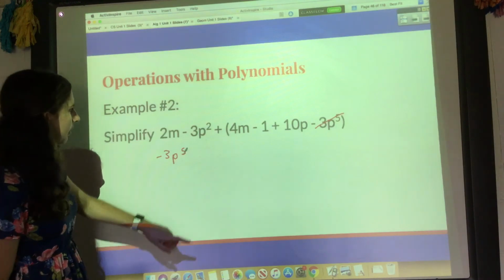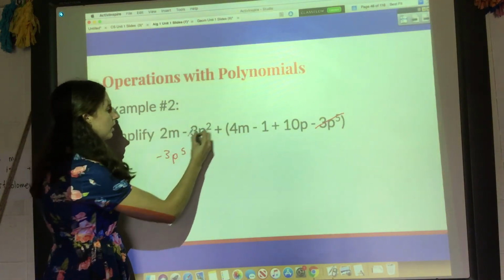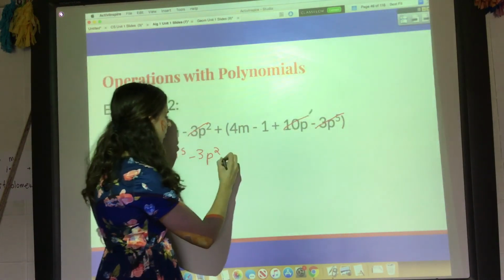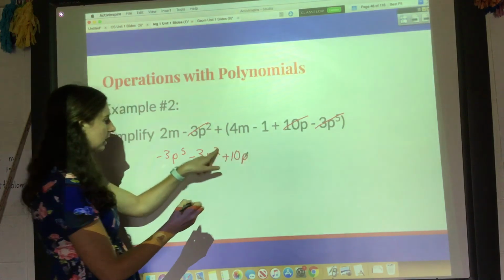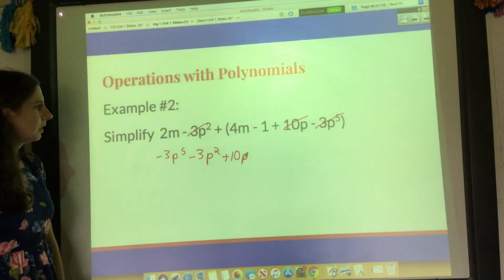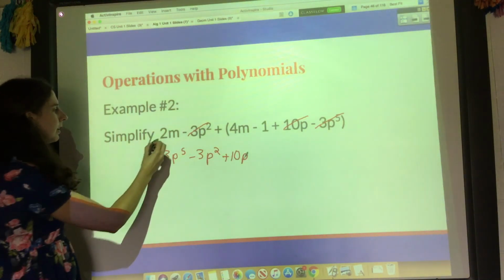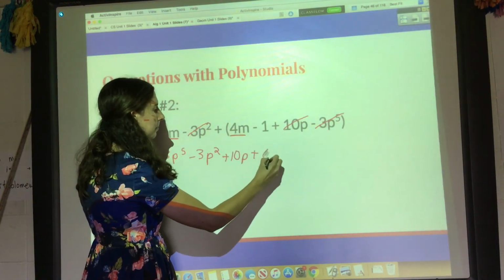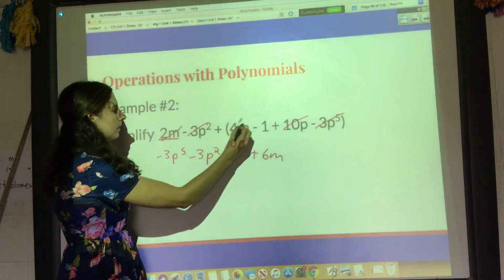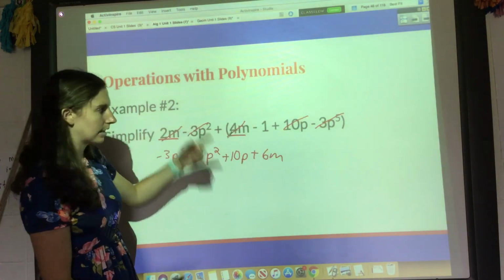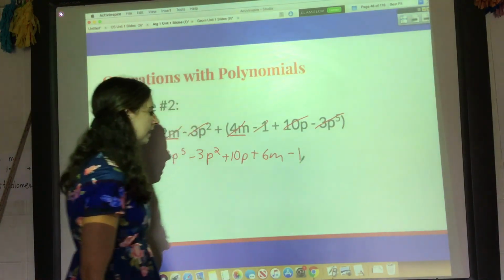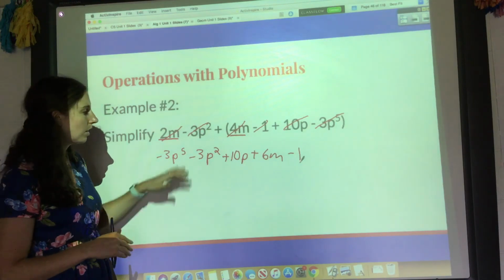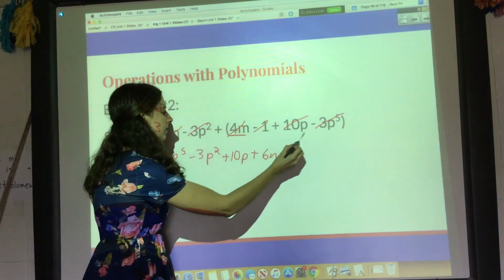What other p's do we have? Negative 3p squared is by itself, and 10p is also by itself. None of those are like terms because they have different exponents, so we can't combine them. Looks like the only thing we can combine is the 2m and the 4m. 2 plus 4 makes 6m. Finally, minus 1 doesn't combine with anything, so put it at the end. You may have rearranged that a little bit, and that's fine, that's still technically correct, but as long as you combined your like terms, that's the answer.